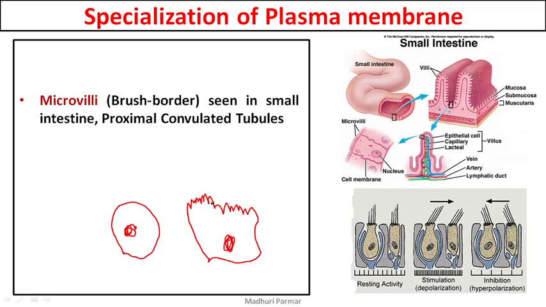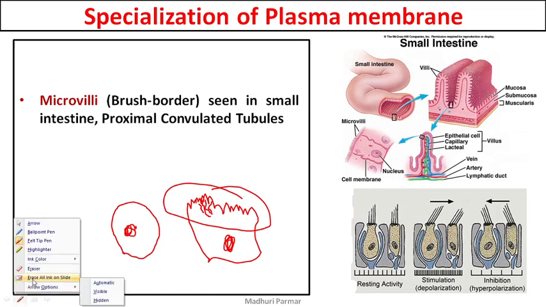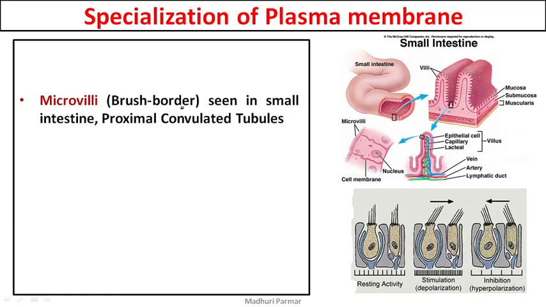There will be a lot of cytoskeleton elements involved in making these kinds of projections, these microvilli, which we may study when we study the cytoskeleton. So the brush border system, in the small intestine, you see such microvilli.